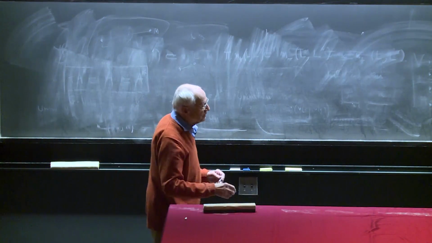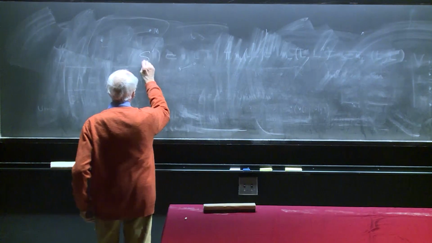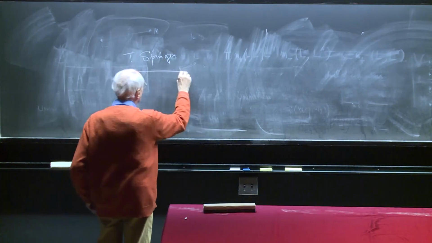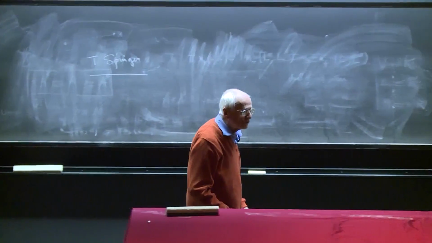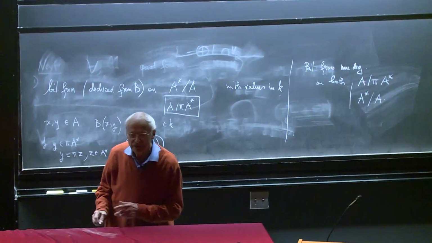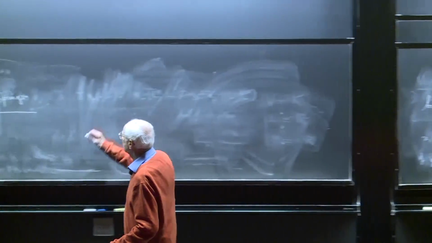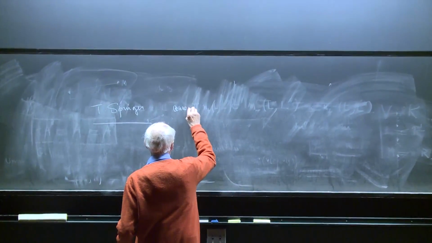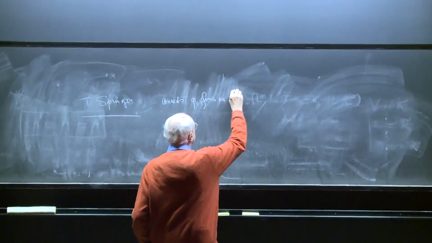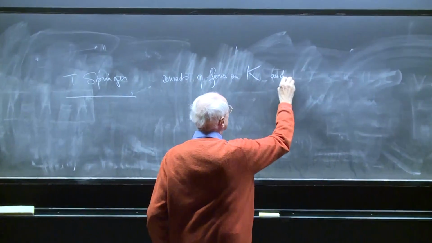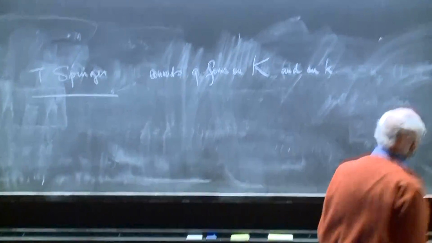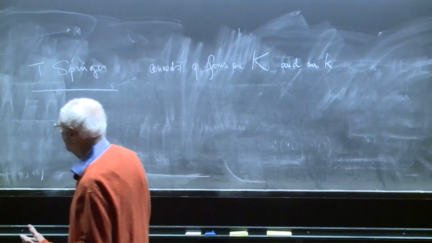Now, there is a well-known theorem of Springer, which we proved long ago in the 50s, which tells you how to connect quadratic forms over capital K and little k. It connects quadratic forms on K and on little k. And the best way to state it is to state it in terms of the Witt ring.